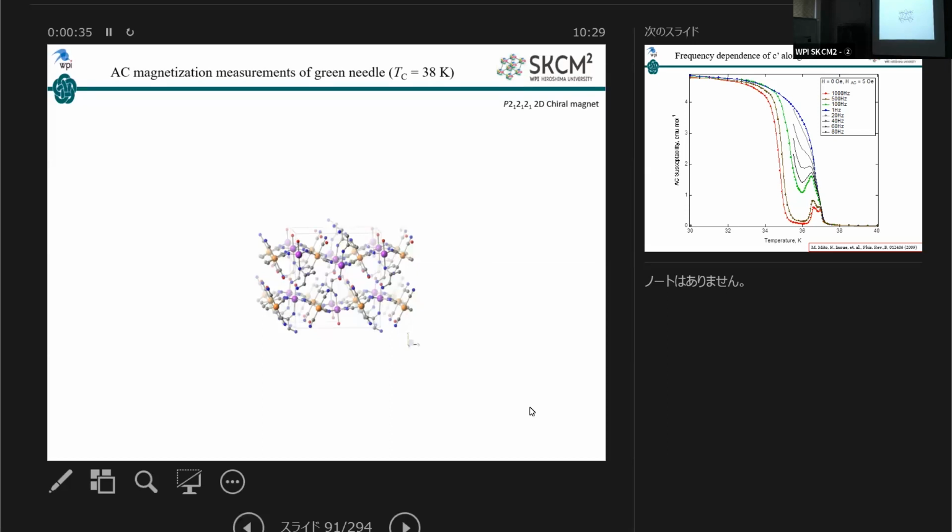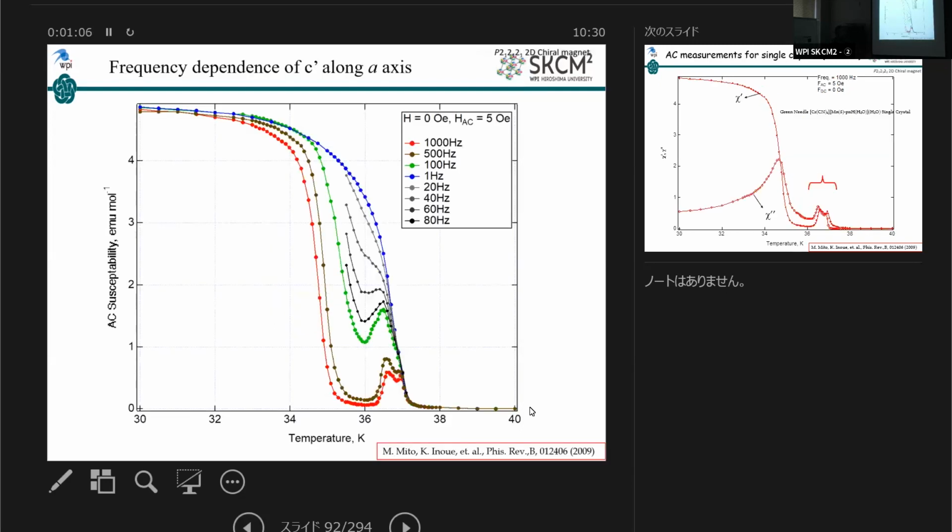Okay, then let's restart the seminar. I already skipped the 50 pages. The content is how to elucidate the chiral helix spin structure using neutron diffraction and muon spin rotation measurement. But I skipped that. Then let's start the special properties of the chiral magnet.